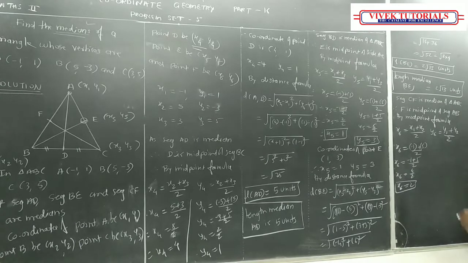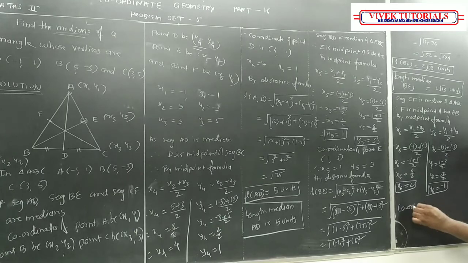And y6 is equal to y1, which is 1, plus y2, which is minus 3, upon 2. So y6 is equal to 1 minus 3 upon 2, which is minus 2 upon 2. y6 is equal to minus 1. So what you are going to write? Coordinate of point F is nothing but 2 comma minus 1. Okay, so we'll find out the length of CF.